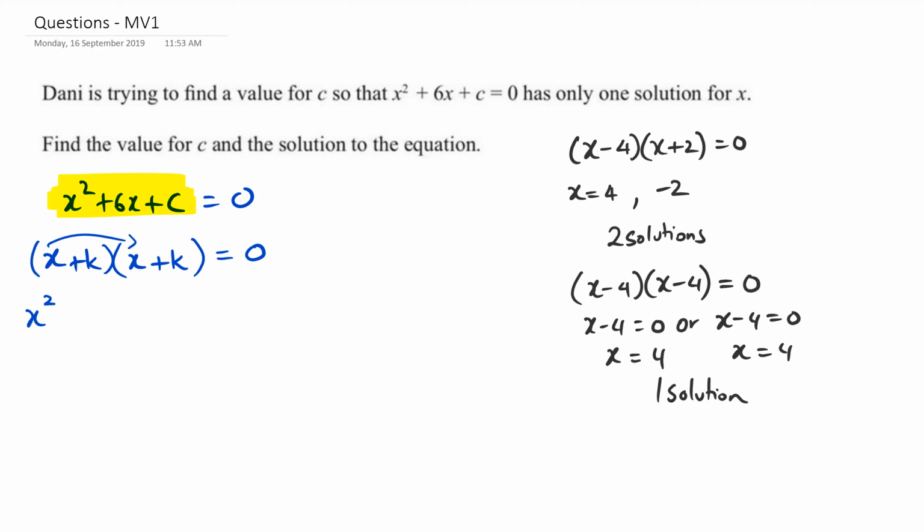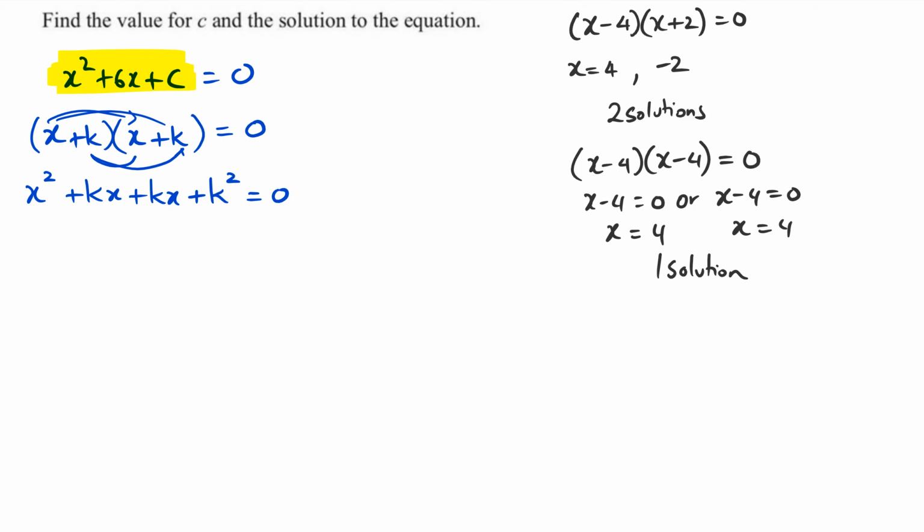So I get x times x, which is x squared. X times k is kx, k times x is kx, and then k times k is k squared, which is all equal to 0. From here, we can collect the like terms. So we've got kx plus kx, which equals 2kx, plus k squared equals 0.